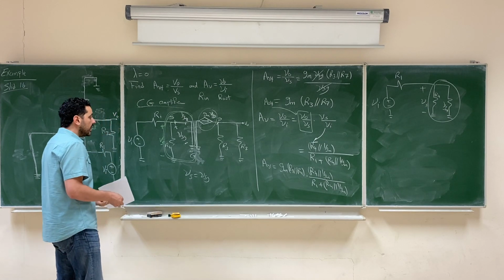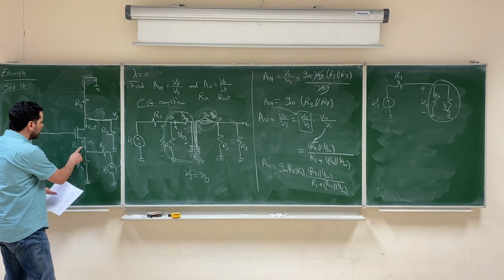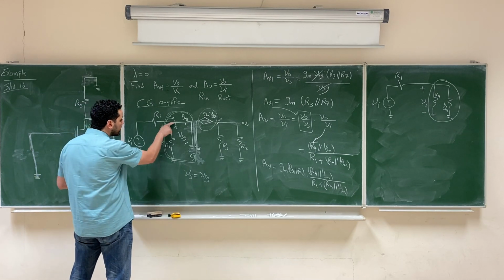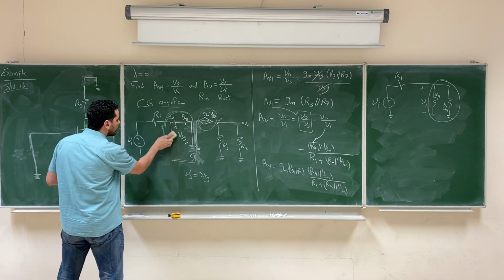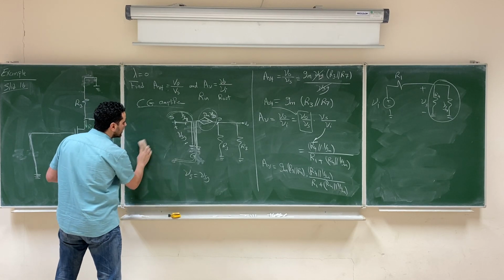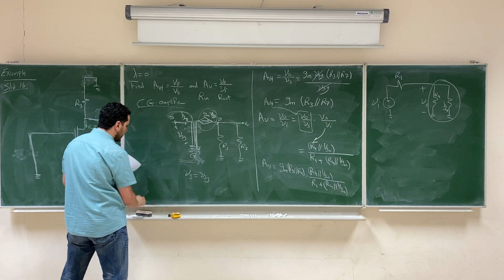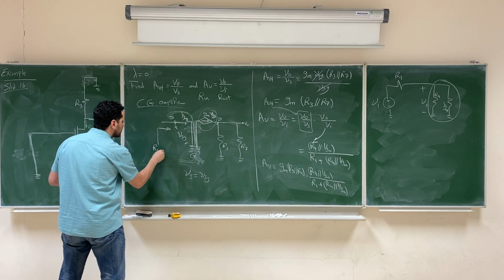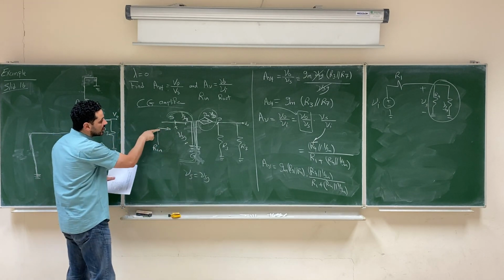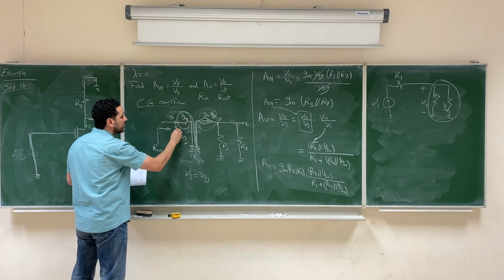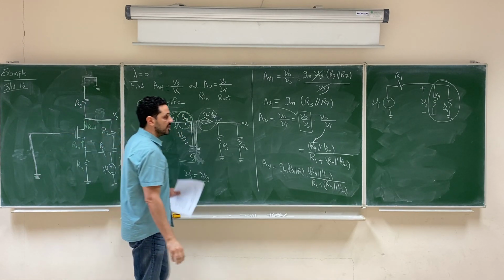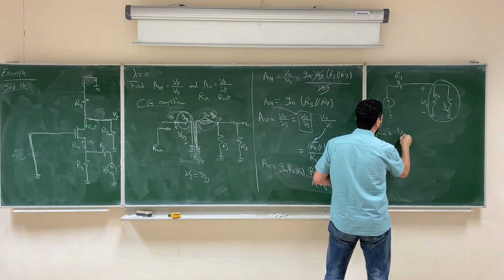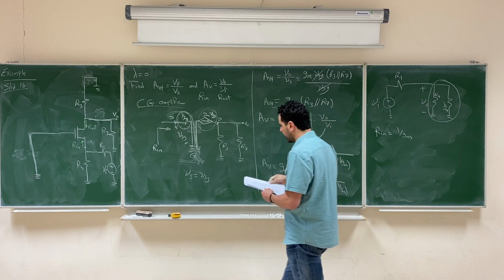Next, we are asked to calculate R input looking directly at the source. Looking directly at the source, which means that we need to ignore everything before. This is the source. So basically, if you look directly at the source, the only resistance that you will see is what? 1 over Gm. So R input will be equal to 1 over Gm, right?